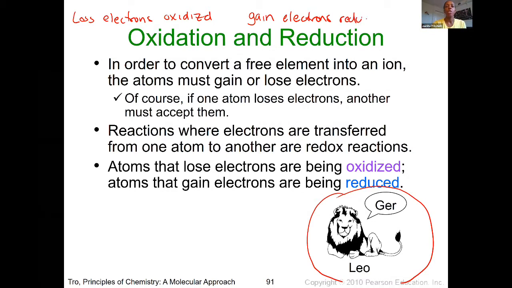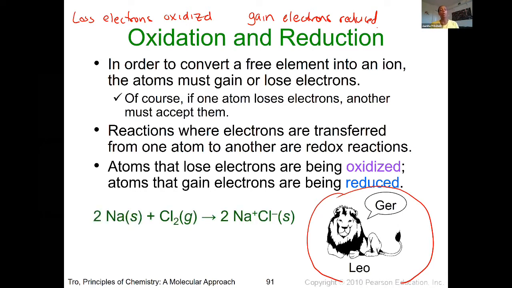I know some other teachers use OIL RIG, so oxidation is loss and reduction is gain, but I'm a Leo, so I like LEO the lion says GER a lot better. It's just a little easier to roll off the tongue. Loss of electrons, you're oxidized. Gain of electrons means you're reduced.